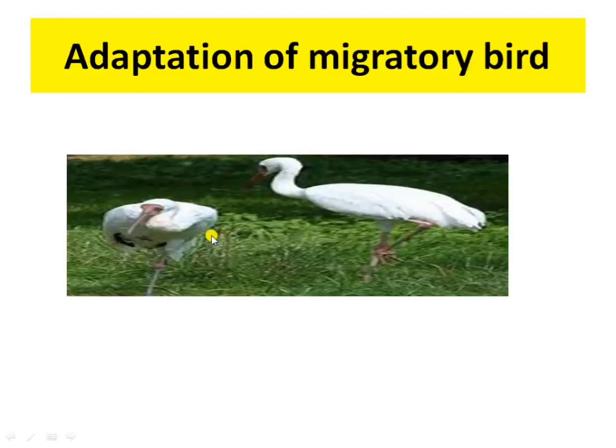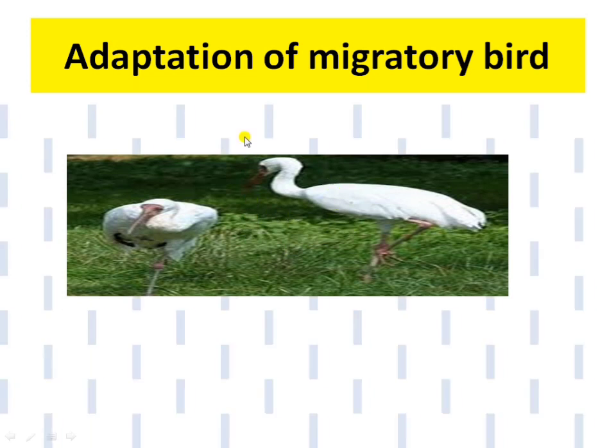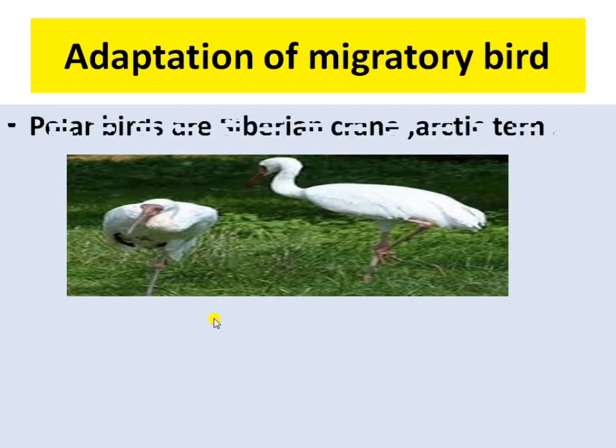Okay, next topic is adaptation of migratory birds, adaptation in polar region in migratory birds. As you can see in this picture, these are the Siberian cranes, these are the migratory birds. So polar birds are Siberian cranes and Arctic terns.